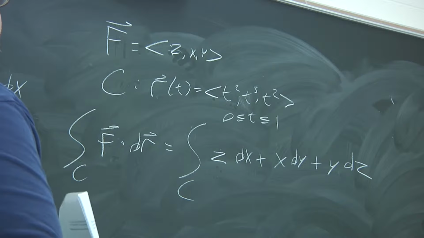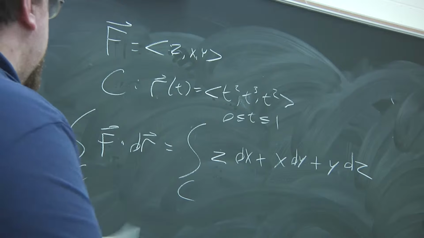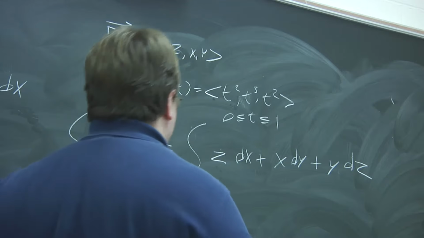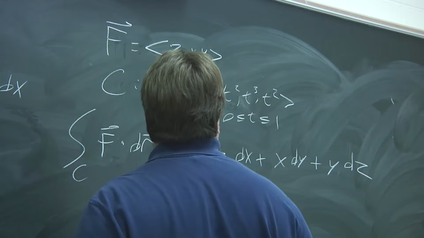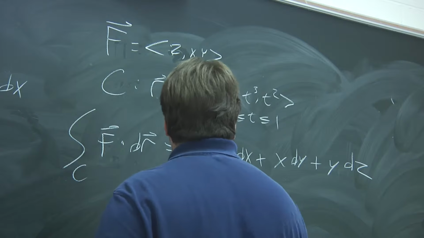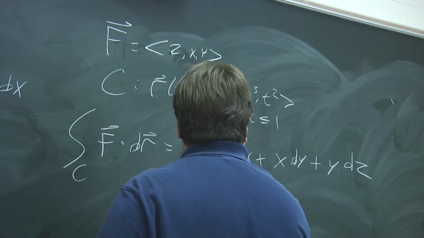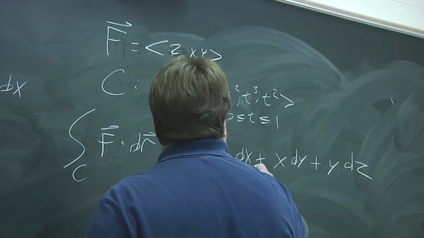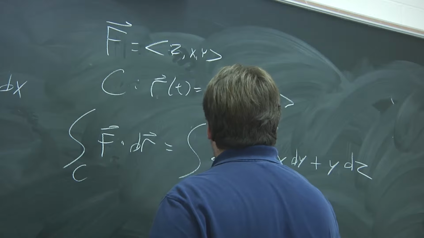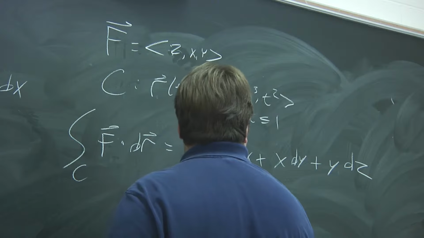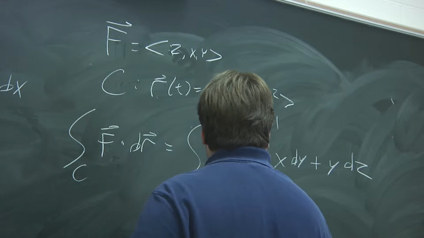But now, for purposes of actually evaluating this integral, we'll do what we did before and fill in the parameterization. So z of t, that would be t squared. And dx is now going to be x prime of t dt, so that's going to be 2t dt.